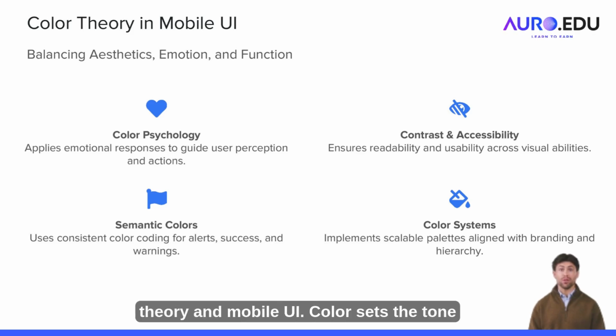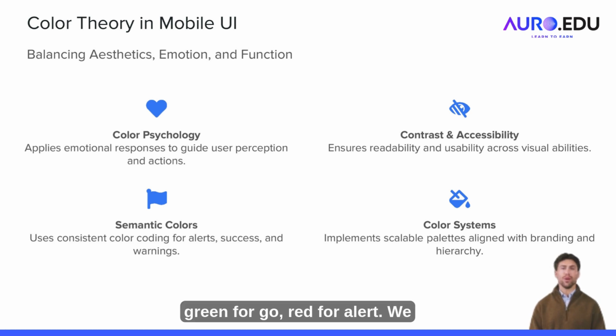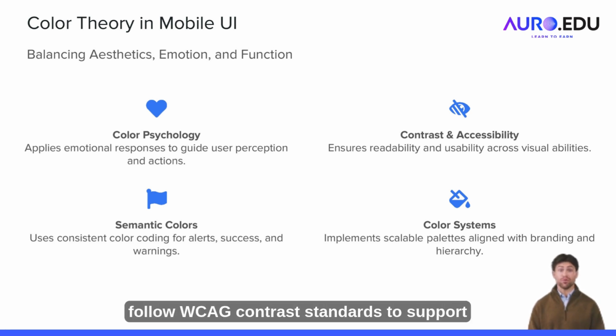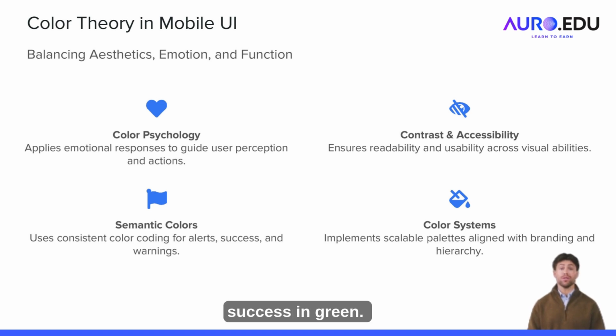Color theory in mobile UI. Color sets the tone, but also supports usability. We leverage color psychology, blue for trust, green for go, red for alert. We follow WCAG contrast standards to support accessibility. And we use semantic colors consistently, errors in red, success in green.